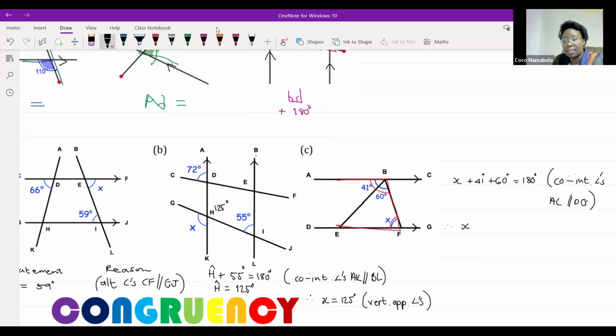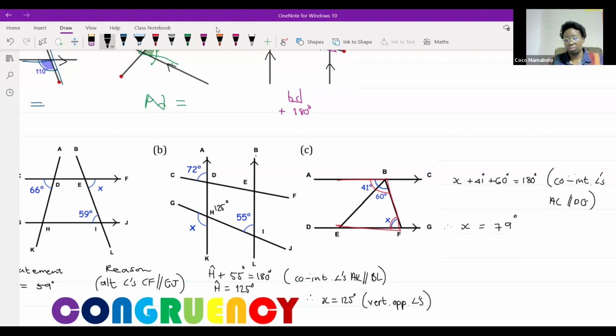Therefore, X is equal to 79 degrees, yeah. 79 degrees. There we go. All right, cool, 79 degrees.